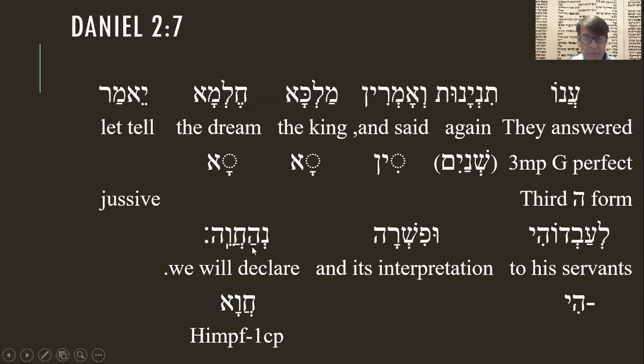So I mucked up my parsing to begin with, but let's do it one last time. The nun is first common plural of the imperfect tense. Imperfect adds stuff to the front. The hey is the hafel or causative stem, to cause to tell, to cause to be known, that sort of thing. And then hava is the word.